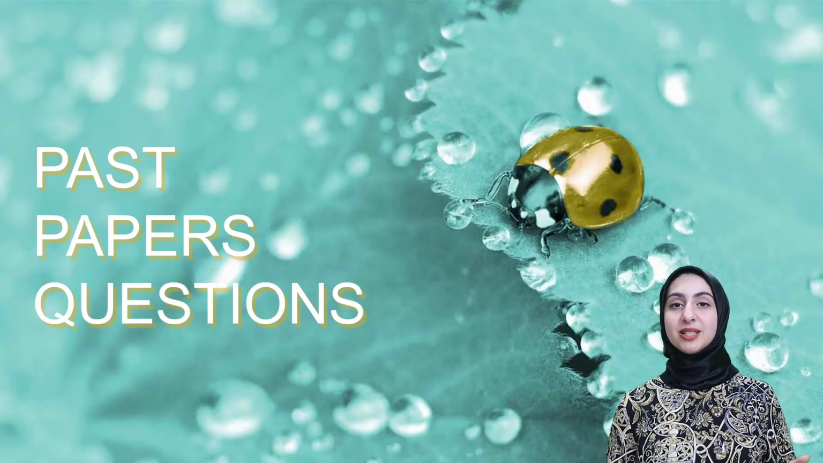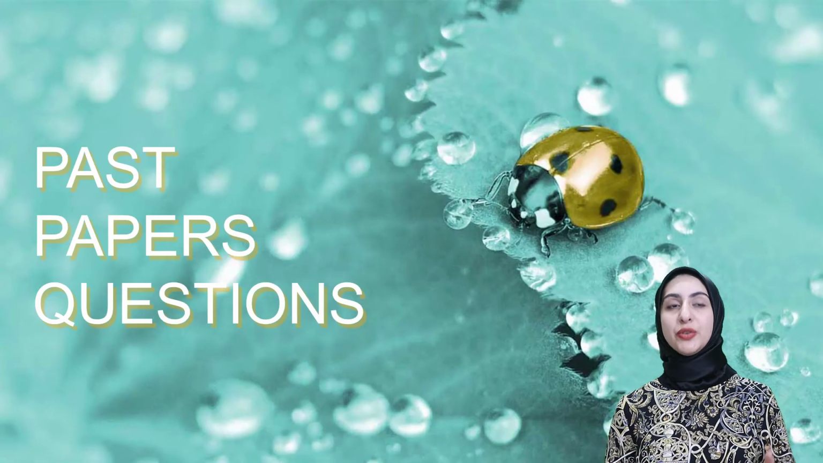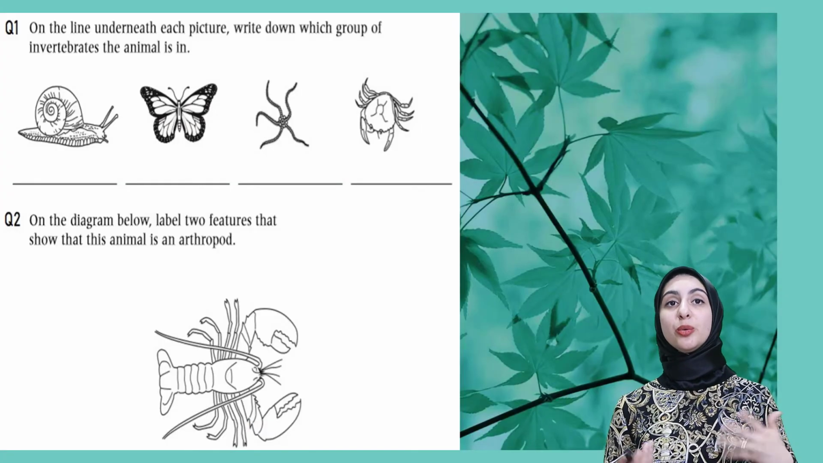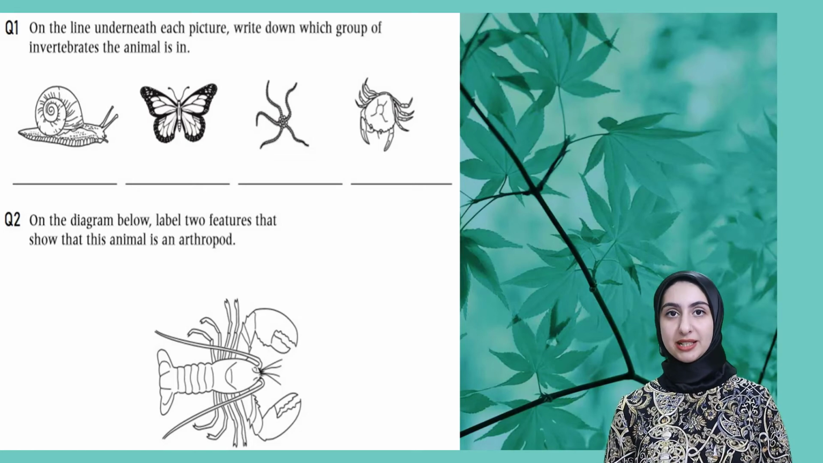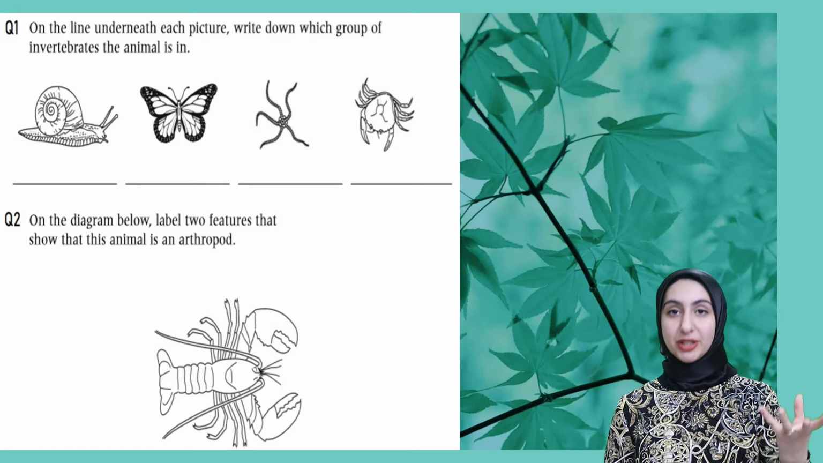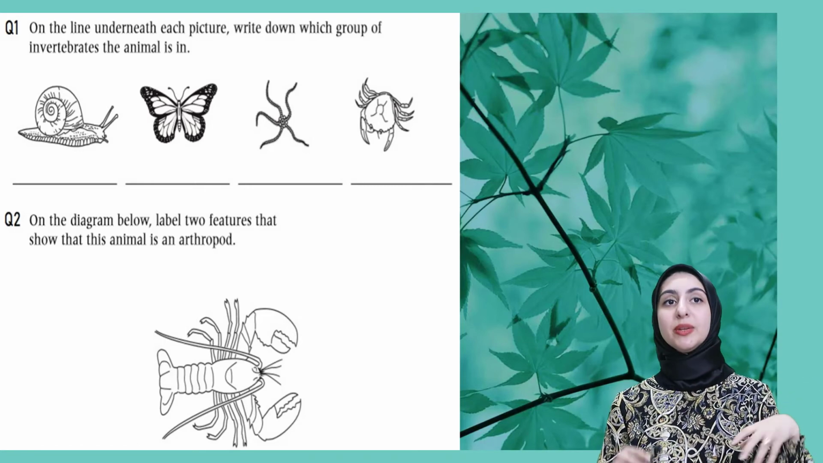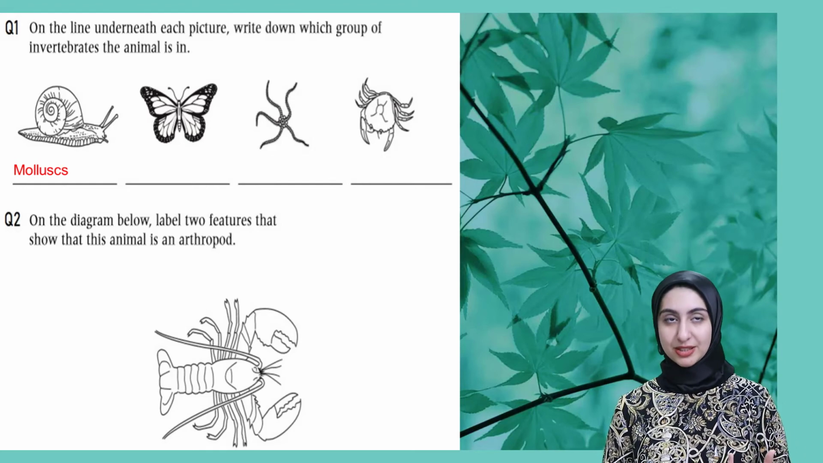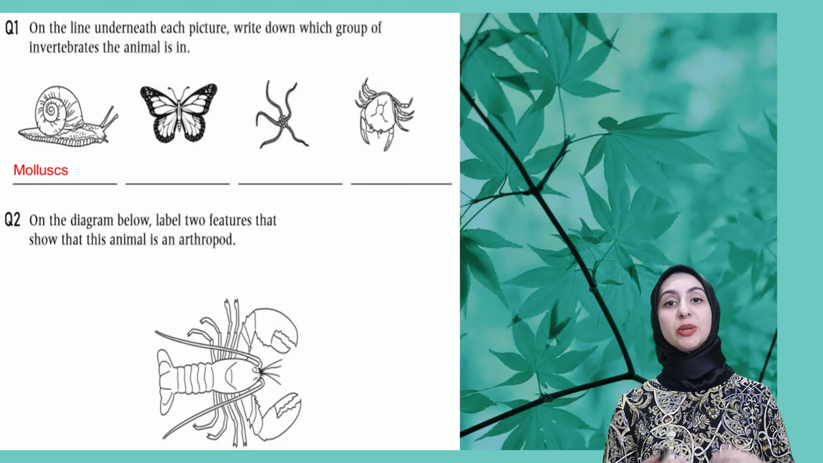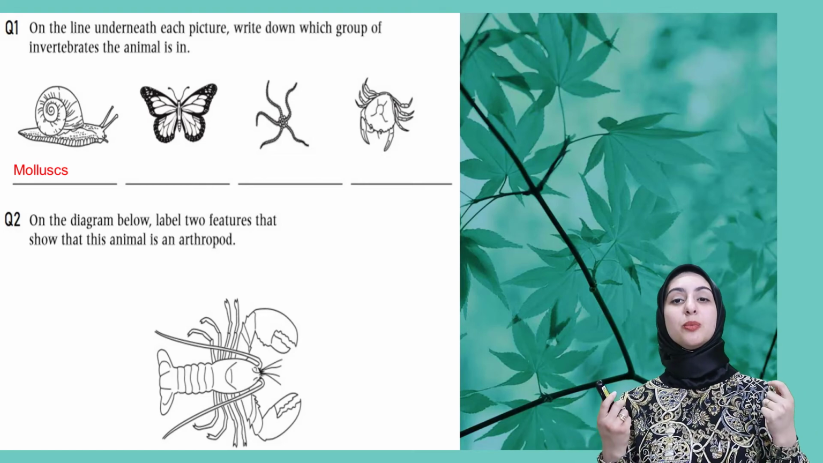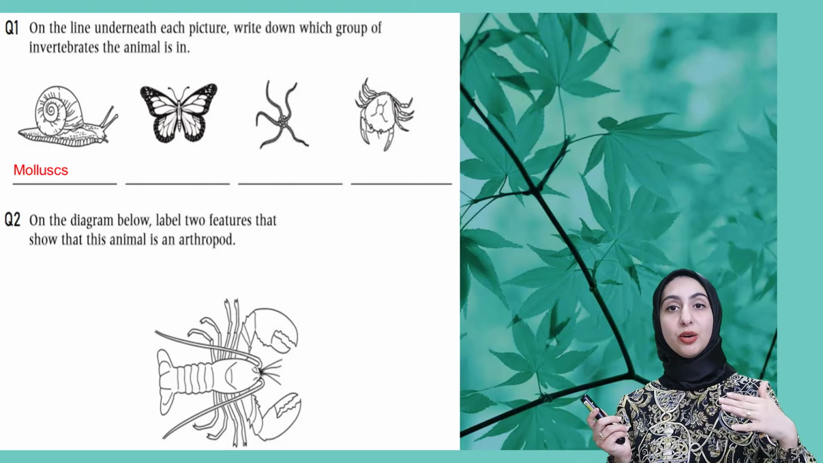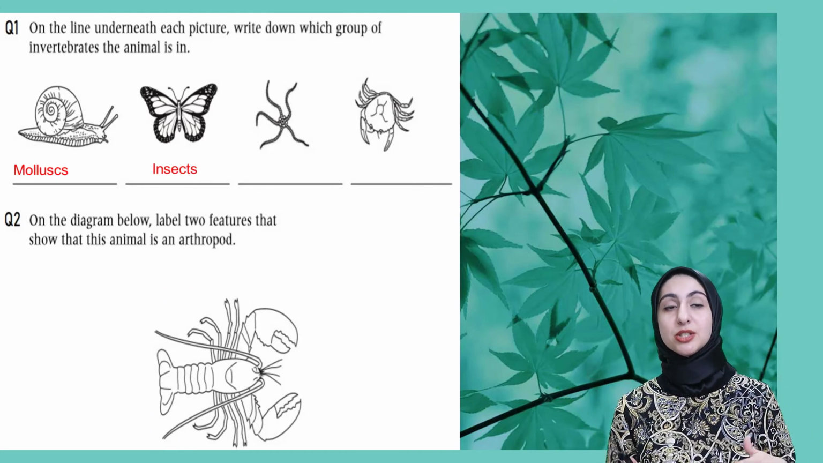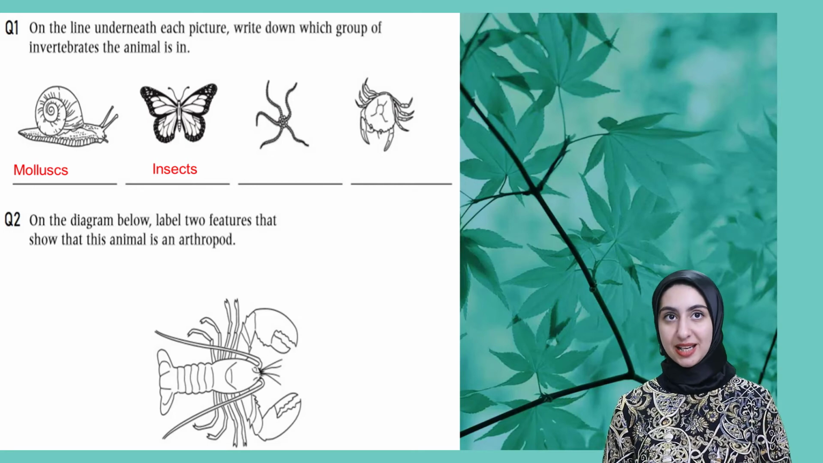Okay, now we are going to answer some questions from the past papers. The first question: on the line underneath each picture, write down which group of invertebrate the animal is in. As you can see, the first animal has a hard shell and a muscular foot, so it is classified as molluscs. For the second animal, we can see wings, a pair of antennae, and the body of this animal is divided into 3 parts, which are head, thorax, and abdomen, so it's classified as an insect.